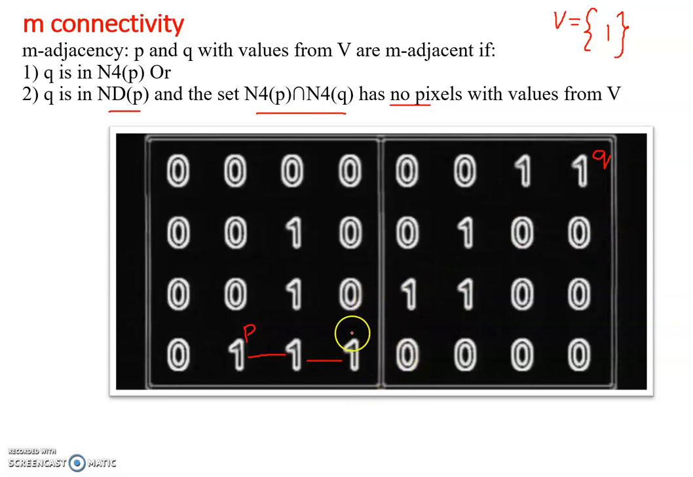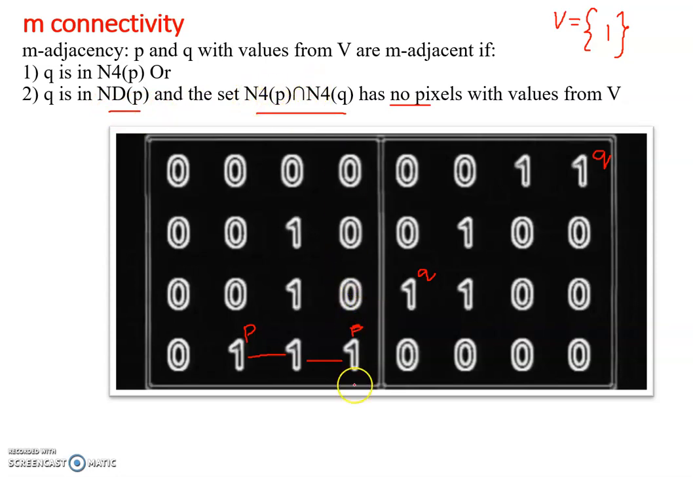Now I consider the diagonal neighbor. So this is my new P, and this is my new value for Q. Okay, now I can do a connection according to the second condition. I can do a connection if this condition is satisfied.